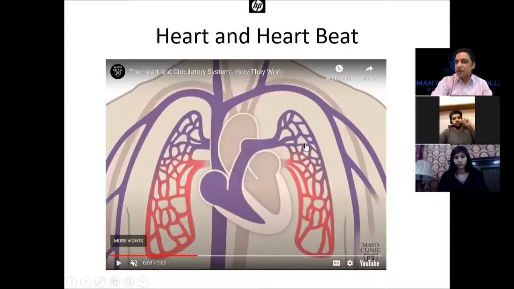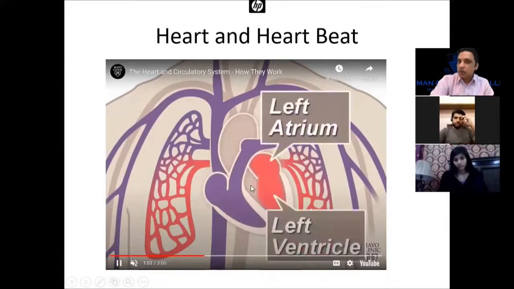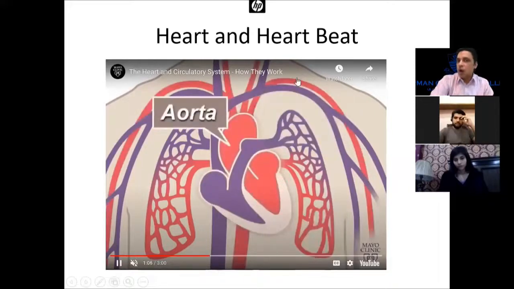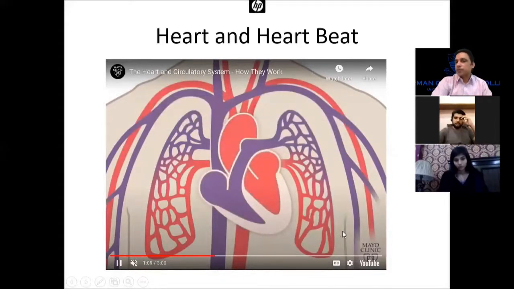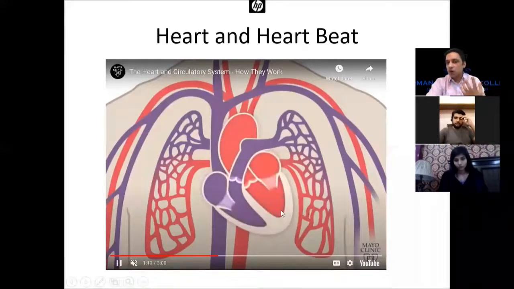The job of the lungs is to convert that blue blood into red, oxygenated blood. The carbon dioxide gas is gone, oxygen has entered the blood, and then that blood comes back through another vein called the pulmonary vein into the left side of the heart. It enters the first chamber called the left atrium, from where it enters into the left ventricle. When the left ventricle contracts, the blood goes to all parts of the body. So this is the job of the heart.